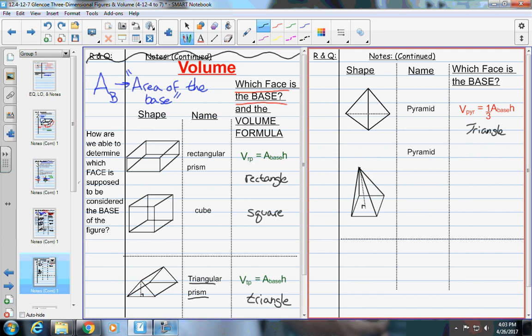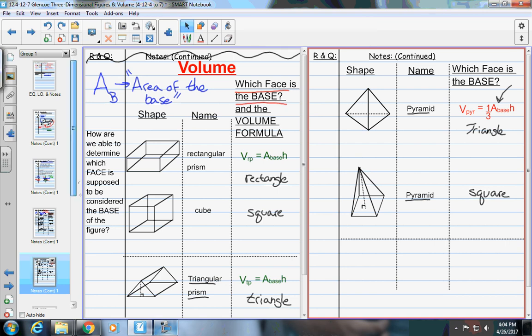For my second pyramid example, the base shape isn't a triangle on this one. What shape is that? Yeah, you're right. This one has a square. And the reason it's so important that we're identifying which face is the base is because that's going to be the part on this area of the base. We're going to need to use the formula for the area of a triangle on this pyramid. And on the second pyramid, we'd have to use the area of a square because that's what its base shape is.